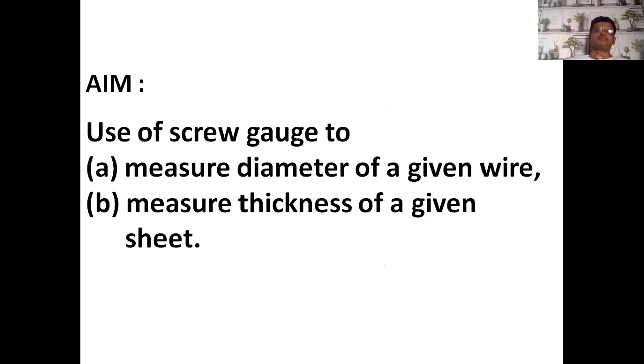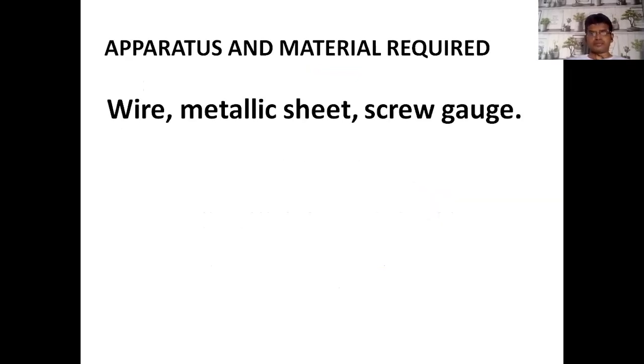After the aim, what do we require in our lab? First, definitely a screw gauge. Second, a wire. And third, a sheet, because we find the thickness of a given sheet. The sheet can be of any type, like a glass surface, a metal surface or a plastic surface, whichever you have, and as per that you find the value.